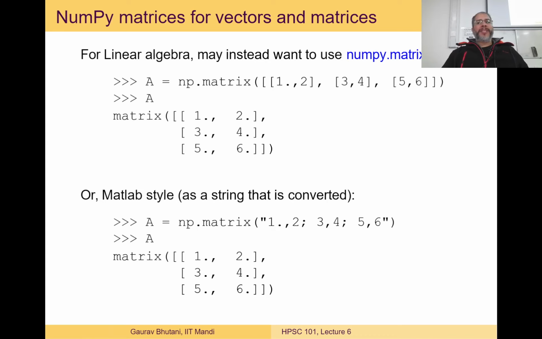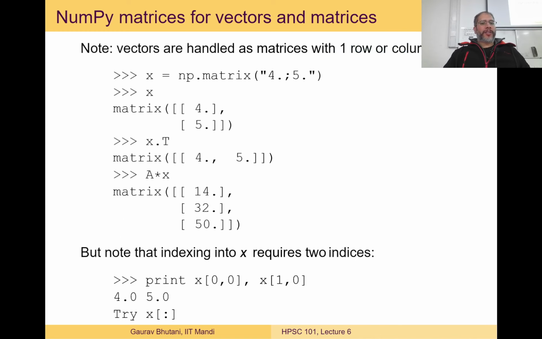The good thing about using matrices is that the star operator, the multiplication operator, works. You don't have to use the dot function. You can simply say A star X, like we are doing here. But then again, you have to work with matrices. So if I say X, I have to define whether it's a column vector or a row vector. Here I have called it a column vector.